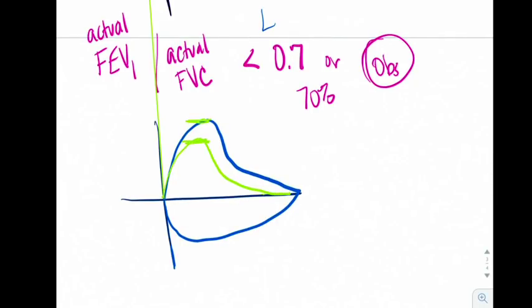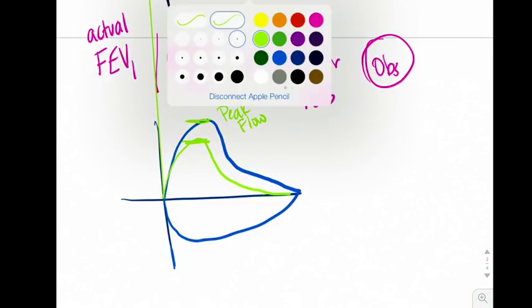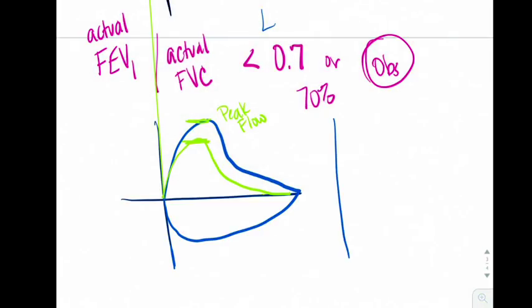So yeah, the peak wouldn't be as high. This is known as our peak flow. And we'll talk about that more in a second when it comes to the peak flow monitoring. But this is what asthma or COPD would look like. Again, the dip right here.